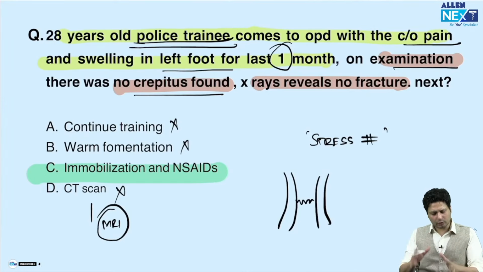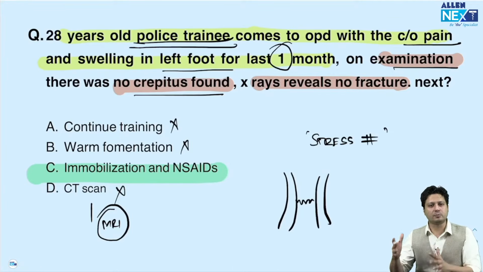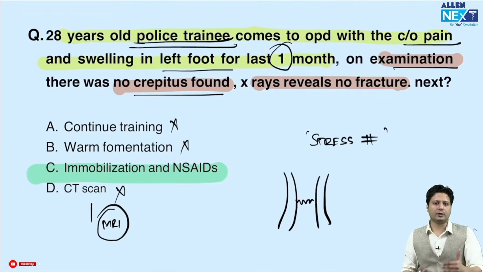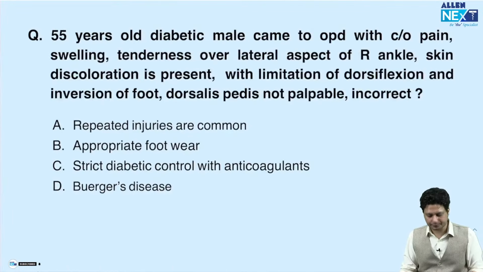Although you will not do the MRI immediately for the patient, you will ask the patient to take rest and come after 1 week. Obviously the patient will say, now I'm much better, and you will ask him to continue this for a period of around 1.5 months. Hopefully everything is clear related to this basic question which you see in day-to-day practice.